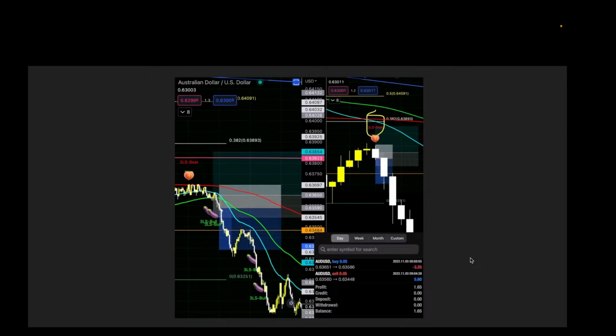As price kept coming down, I moved the chart to a higher time frame. This is a 1-hour chart, and we got a very, very large 1-hour 3-line strike. So I entered in the trade there, and it immediately played out.